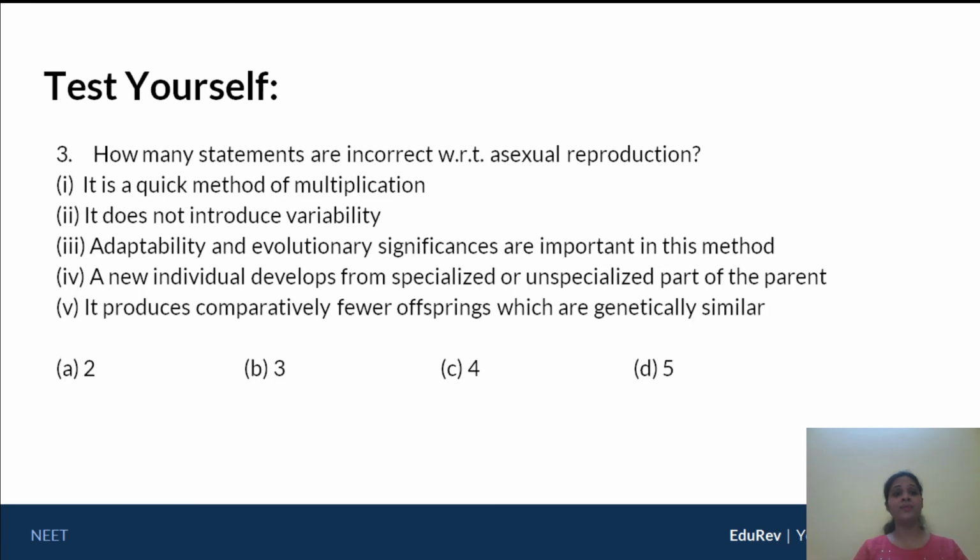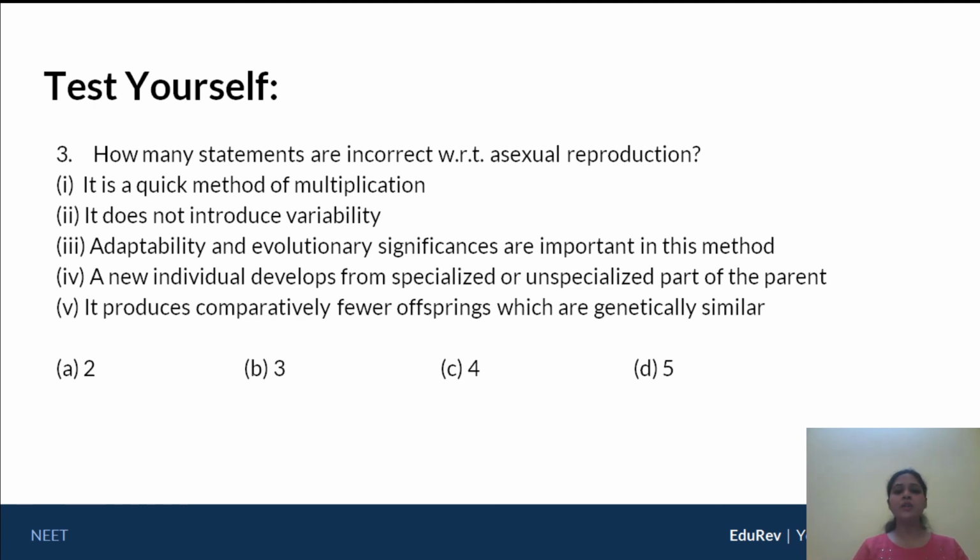The next question. How many statements are incorrect with respect to asexual reproduction? Now let's go through these statements. It is a quick method of multiplication, definitely true. It does not introduce variability, also true. Adaptability and evolutionary significance are important in this method. Now this is a false statement because no variations, no adaptation, no evolution takes place in asexual reproduction.